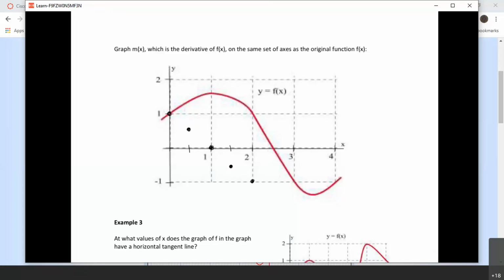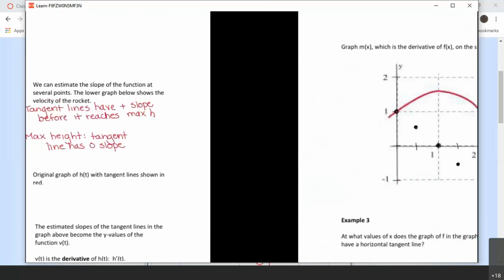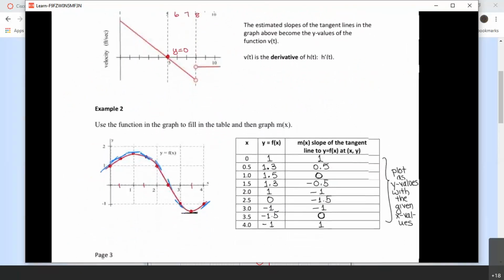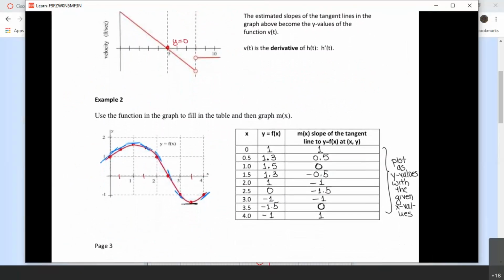And then I have 2.5, negative 1.5. I have to kind of go down here. Then I have 3, negative 1, 3.5, 0, and 4, 1. So the dots I just plotted, folks, are ordered pairs that use the y values here and the x values here. Those are the points that I just plotted.